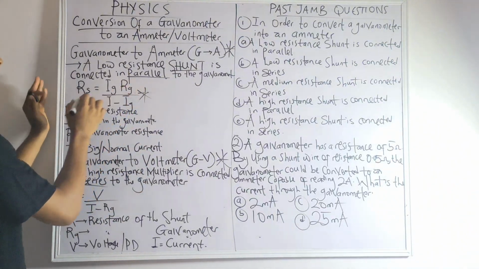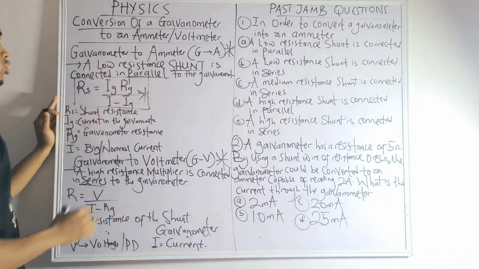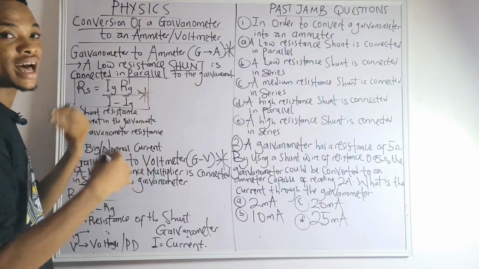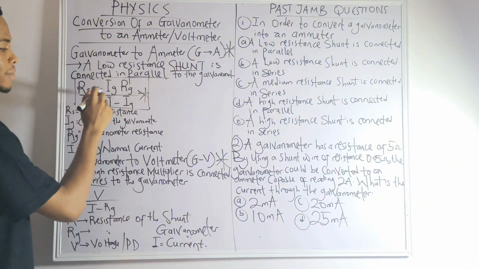Now, this formula, you must know it. It's an important formula you have to know. It deals with the conversion of a galvanometer to an ammeter. So your RS is equal to IG RG over I minus IG.